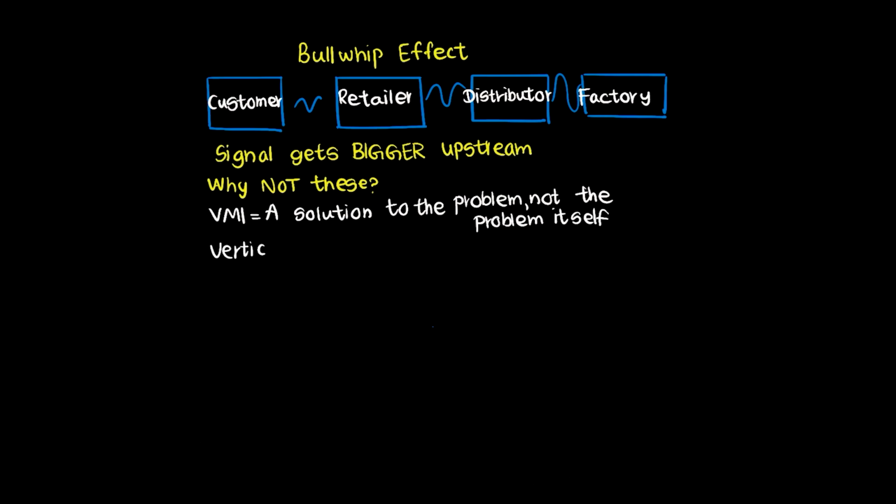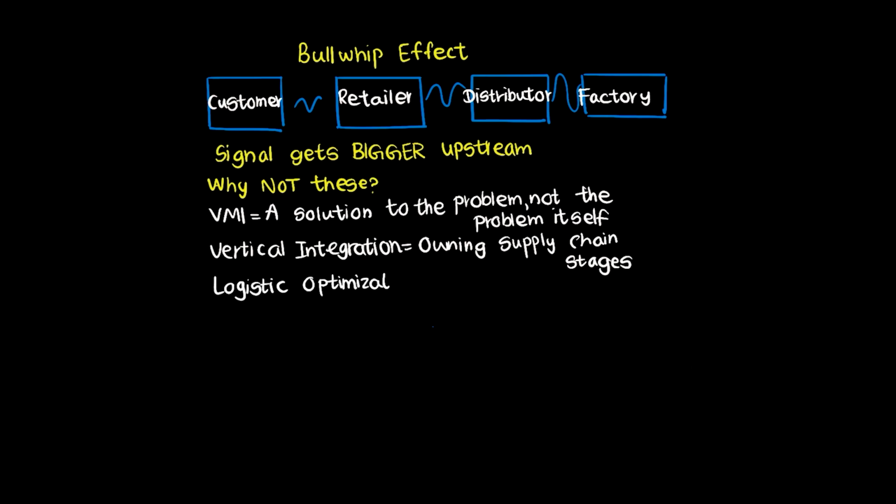Vertical integration means owning multiple stages of your supply chain. That is a structural decision, not a demand distortion phenomenon. Logistics optimization improves transportation and warehousing efficiency. It has nothing to do with demand signals getting amplified between supply chain partners.